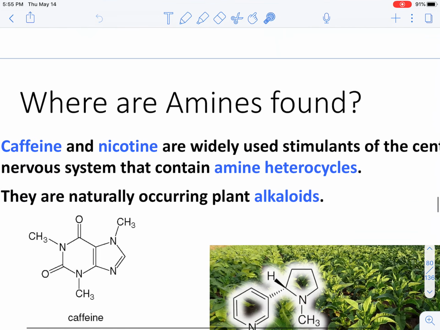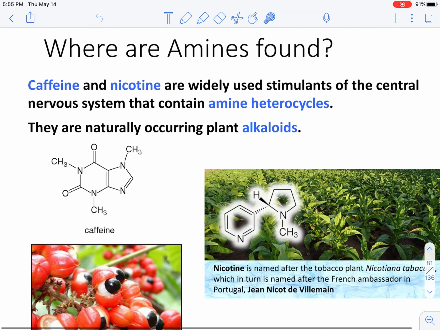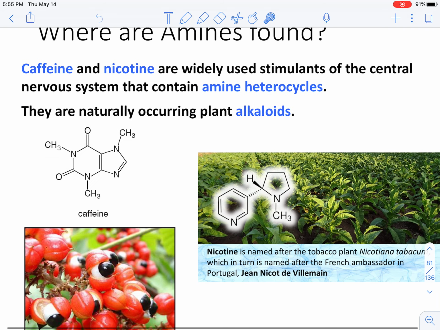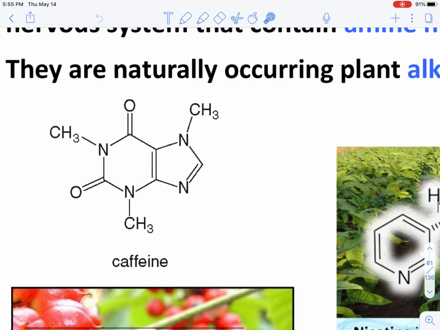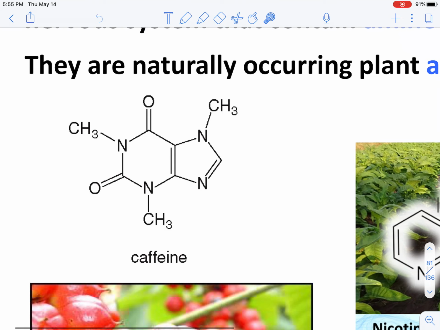All right, so amines are also found in heterocycles. For example, if you are looking at caffeine or nicotine, these are stimulants of the central nervous system. And so I'm going to zoom in on the structure of caffeine.